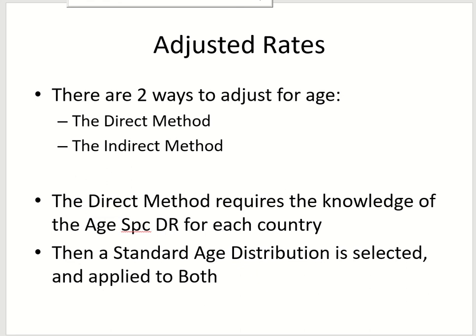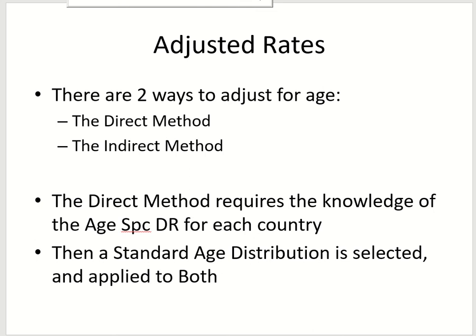So one thing you do is you fix the age distribution, you make it as if the two countries have the same age distribution, you solve the problem, or you make them as if they have the same age-specific death rate. So you keep the age distribution, you don't touch it, you make them as if they have the same age-specific death rate, and then you compare.